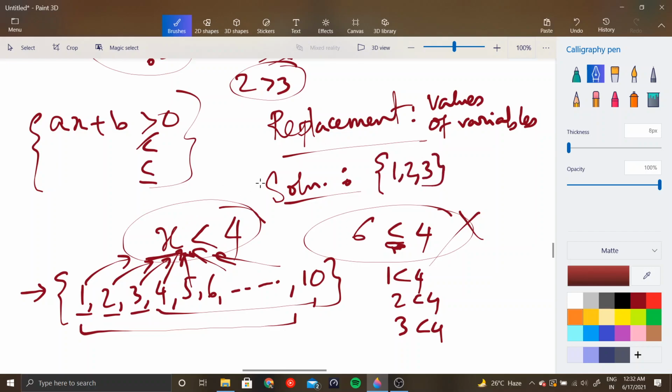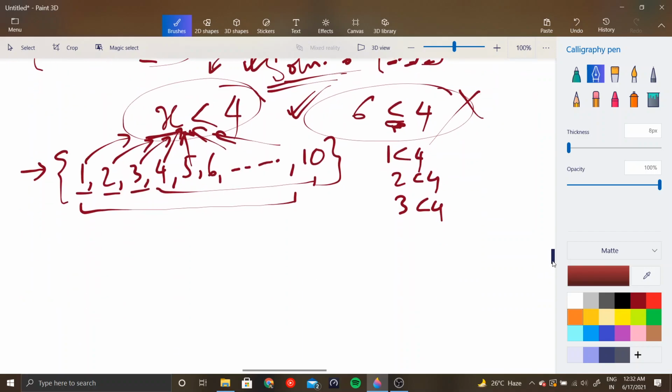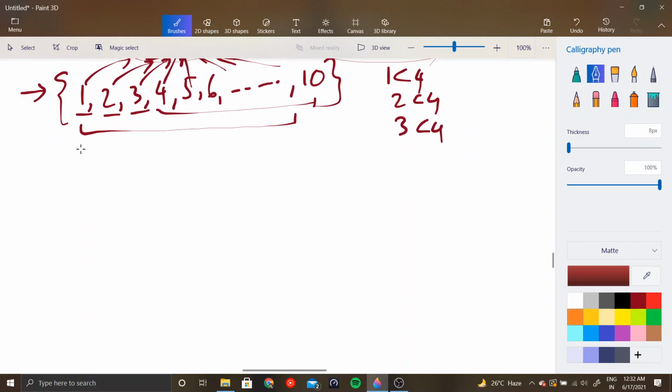Basically what you need to know is the solution set. You need not be concerned about the replacement set. Just know what a solution set is. A solution set is a set of values for which the inequation is valid. When you substitute the value of x by any value in the solution set, the inequality will give you a correct inference.